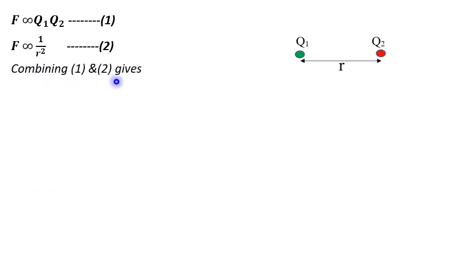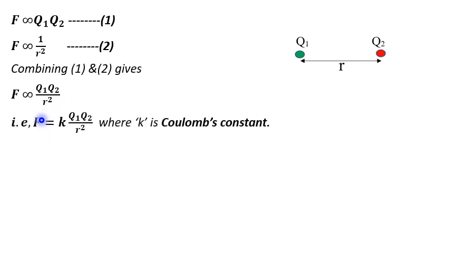Students, if we write Coulomb's law mathematically, according to the first statement, we write F is directly proportional to the product of the charges, and is inversely proportional to the square of the distance between their centers. Combining these two statements gives F is directly proportional to Q1 Q2 over r squared. That is F equals k times Q1 Q2 over r squared, where k is a constant of proportionality called Coulomb's constant.